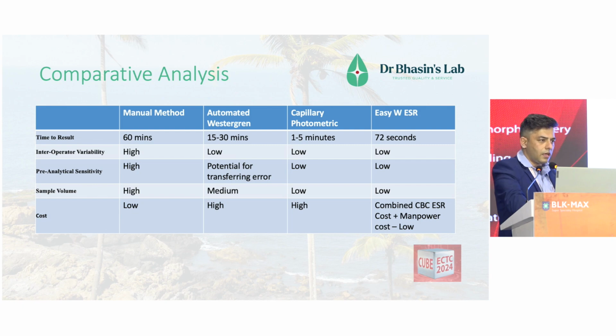To talk about a comparative analysis of ESR manual methods, automated methods and the ECW-ESR, it is the fastest amongst all. It has the lowest interoperator variability. Pre-analytical sensitivity is less, because the scope for pre-analytical errors is reduced with primary tube sampling, barcoding and interface. So post-analytical errors are also taken care of.